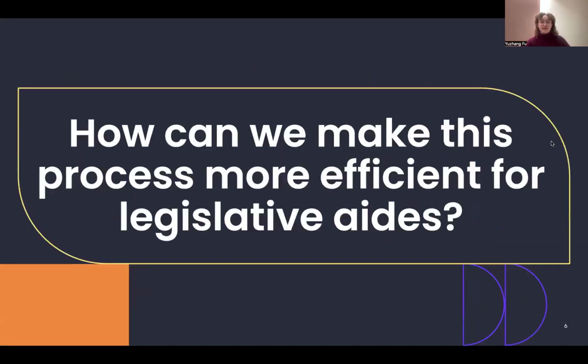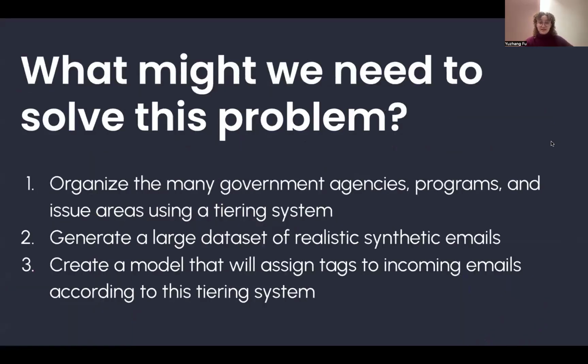So the problem that we were looking at was how can we make this process more efficient for legislative aides? And some of the things that we thought about needing in order to solve this problem are being able to organize the many governmental agencies, programs, and issue areas using a tiering system, generating a large data set of realistic synthetic emails that could potentially be sent to legislative aides. And the reason that we wanted to use synthetic emails is that we would have privacy concerns using real emails. And then create a model that would assign tags to incoming emails according to this tiering system.